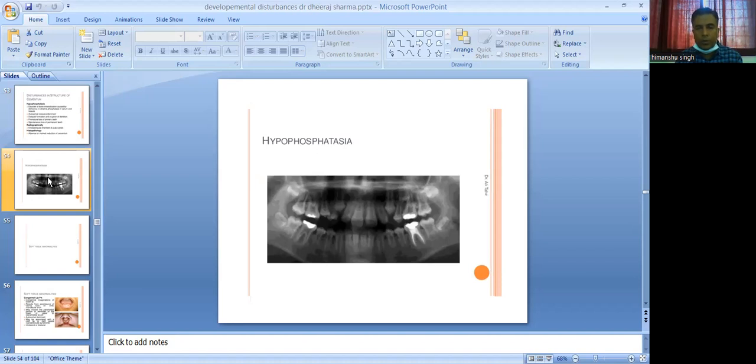In the OPG, you will see a very little amount of cementum. Enlarged pulp chambers and enlarged pulp canals can also be seen.